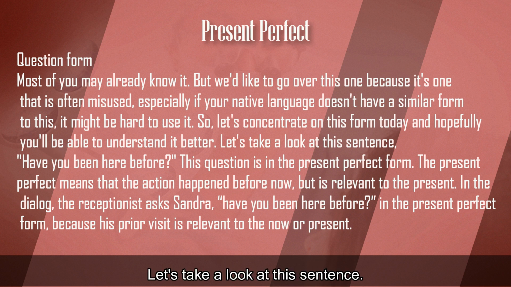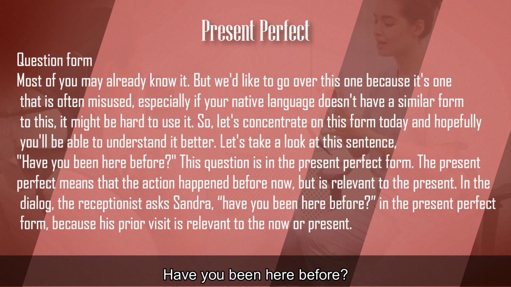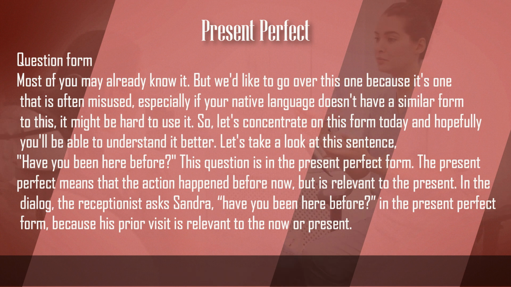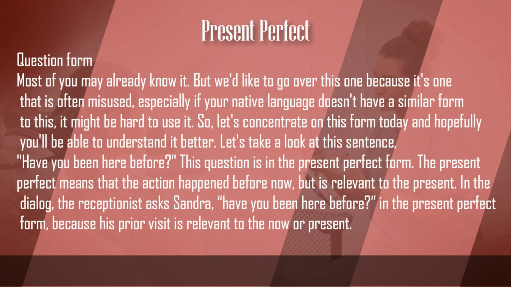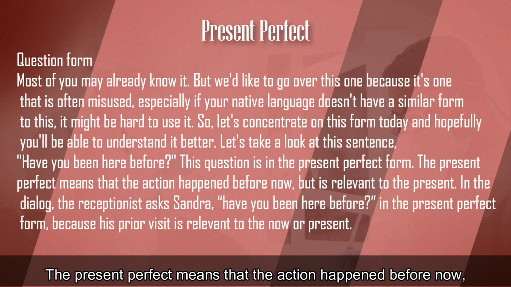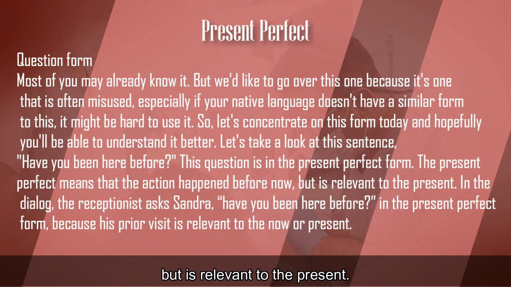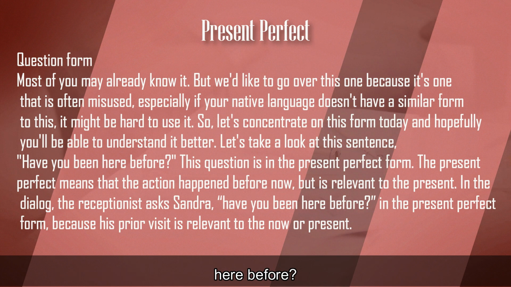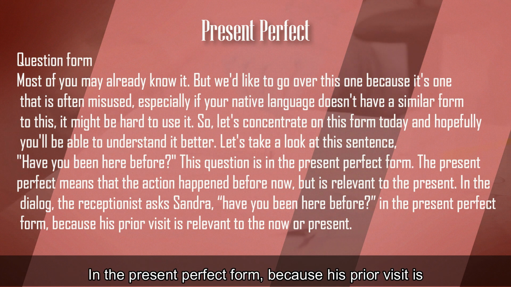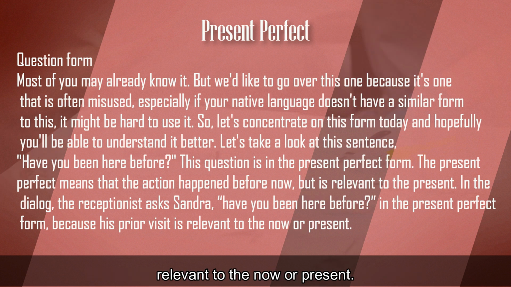Let's take a look at this sentence. Have you been here before? This question is in the present perfect form. The present perfect means that the action happened before now, but is relevant to the present. In the dialogue, the receptionist asks Sandra, Have you been here before? In the present perfect form because her prior visit is relevant to the now or present.